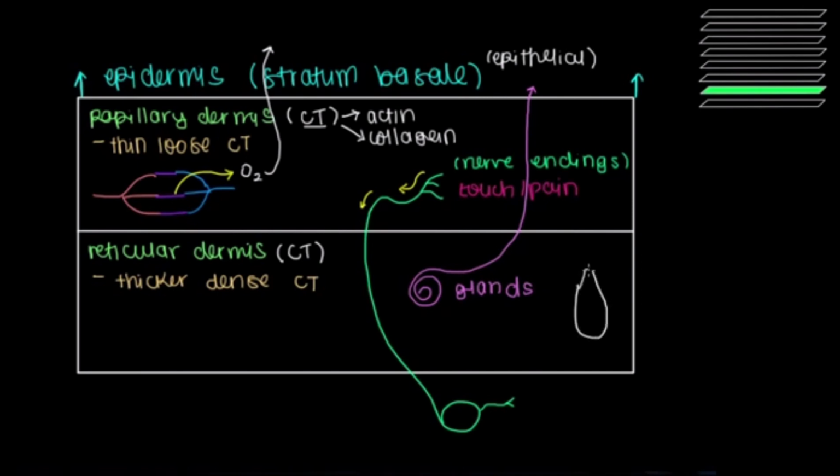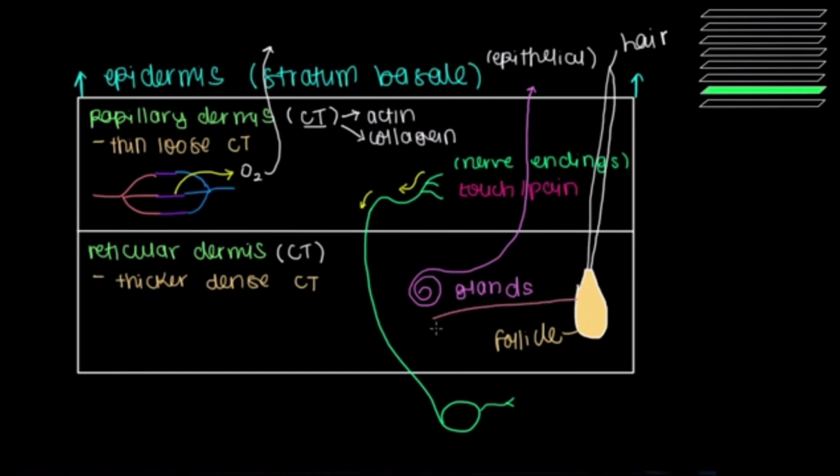In addition, you have this follicle right here. This follicle will permit an emerging hair. This is a hair that will protrude on the top of your skin. So that is your hair. And take note of this, class. This is your hair follicle, which is anchored to your reticular dermis, which allows it to grow and extend out to the top and protrude on the skin.